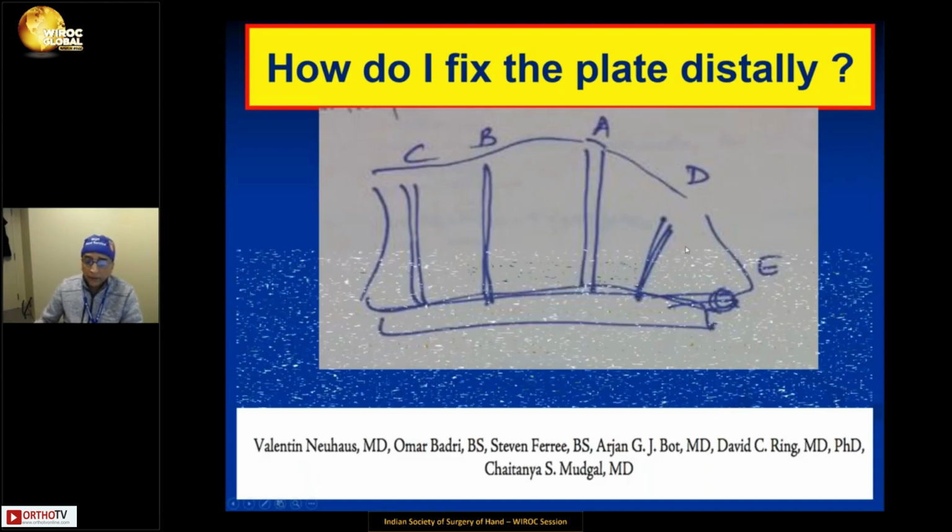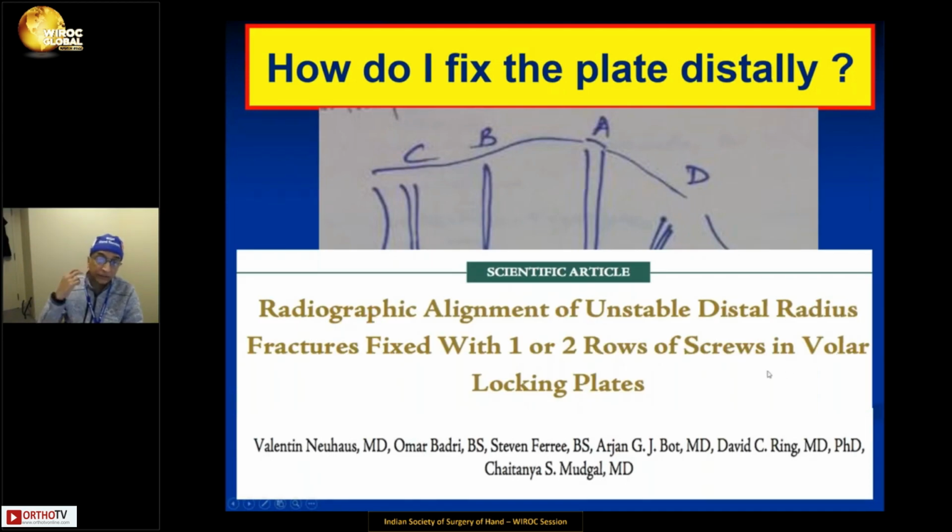And we published about this a few years ago, where we decided whether we fix distally with 1 row of screws or 2 rows of screws. And what we found, I was a 2 rows of screws kind of person. David Ring fixed them only with 1 row of screws. Our outcomes clinically were very similar, but radiographically, 2 rows of screws gave a better radiographic outcome as compared to 1 row. However, it did not reach statistical significance.